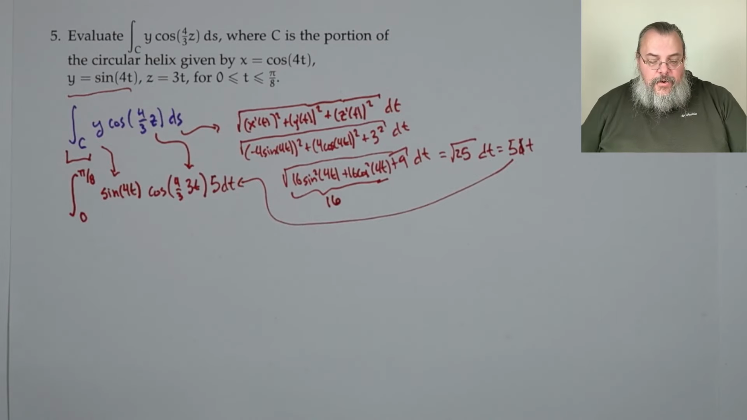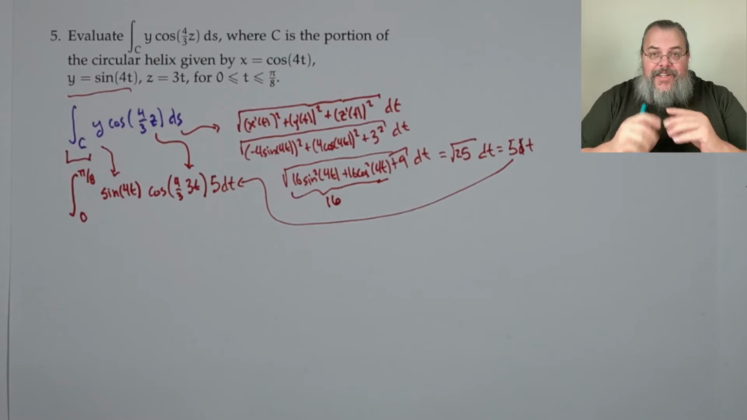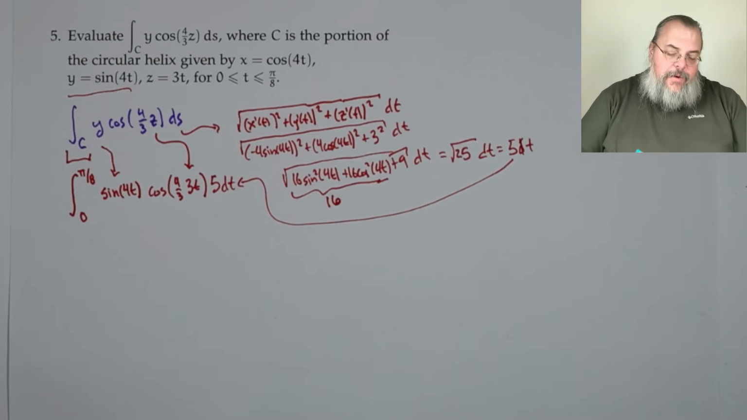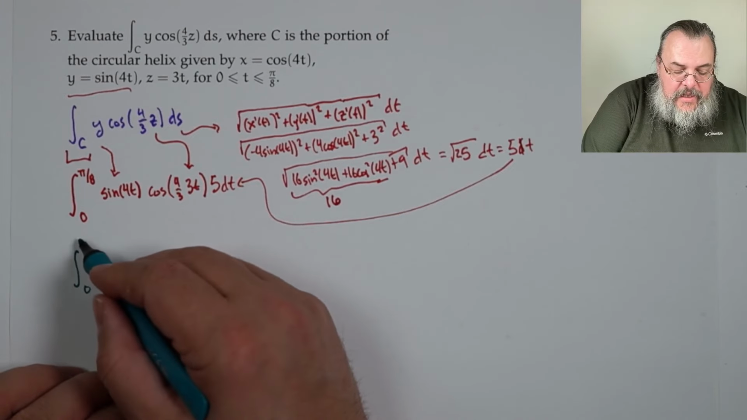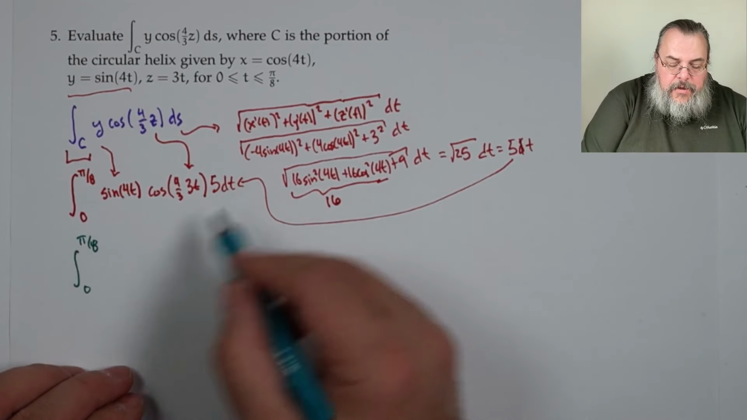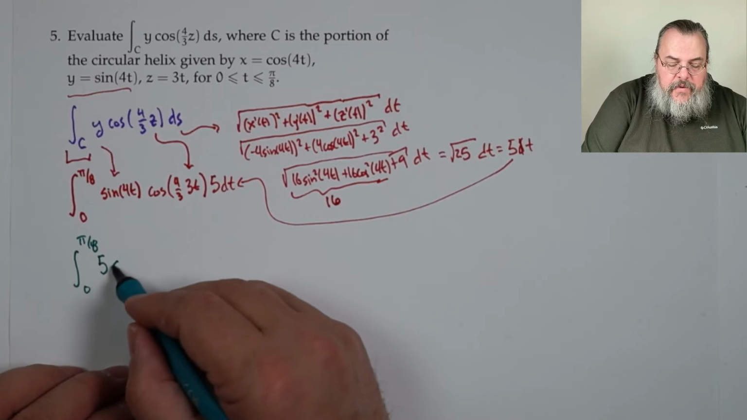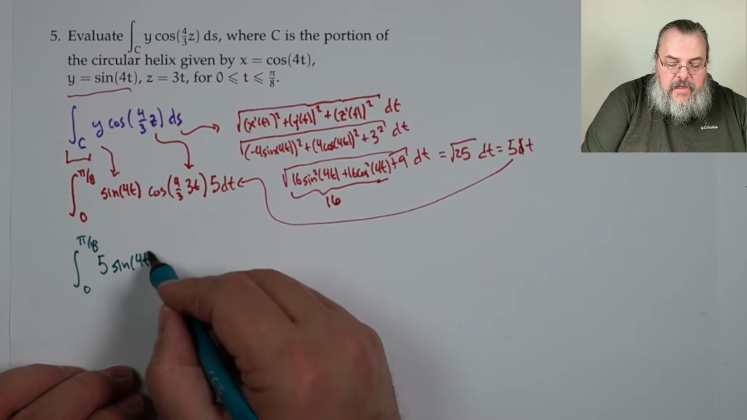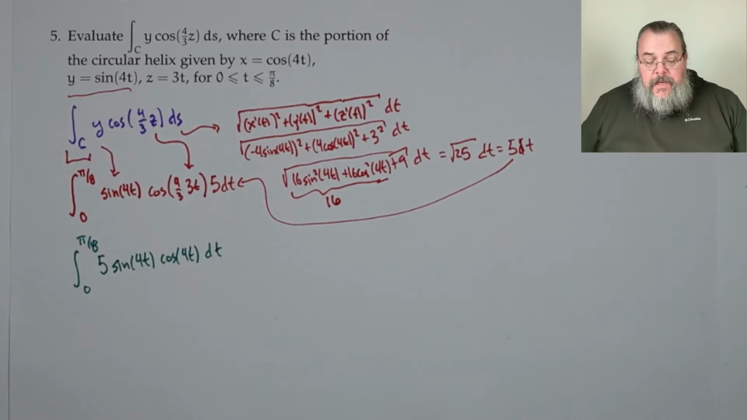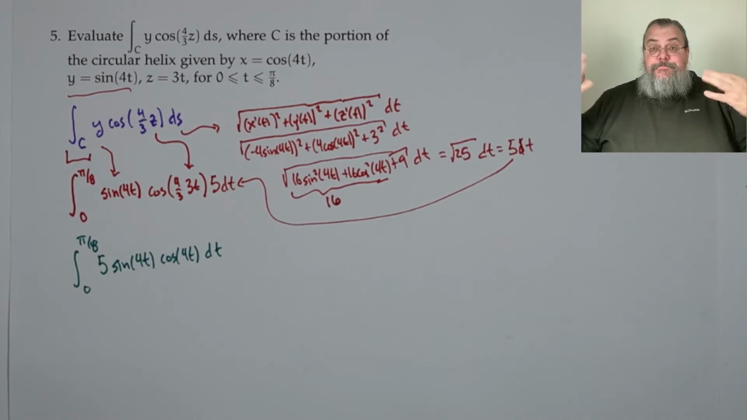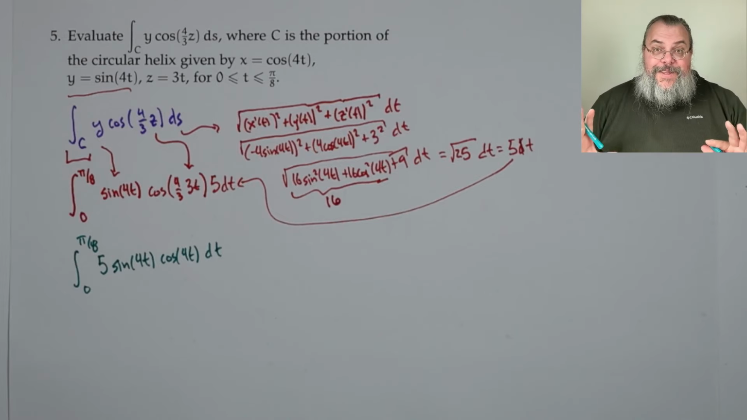Okay, cool. And now we're like, excellent. All right, well, we'll clean up just ever so slightly. And that is to say, we can put the 5 in the front. We have a sine of 4t, a cosine of 4t, and a dt. Now, there's a couple of ways to solve this integral. Do whatever you're comfortable with.